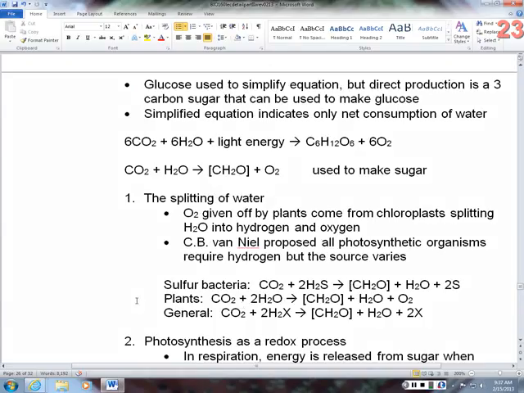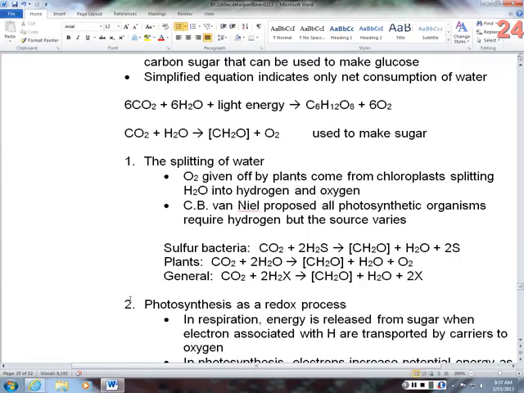So the process starts out with splitting water. And so oxygen is going to be given off from the plants by the chloroplast splitting water into hydrogen and oxygen. That's how we get the oxygen in the air.